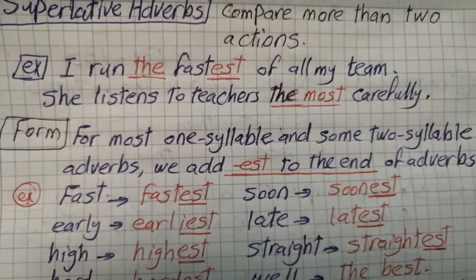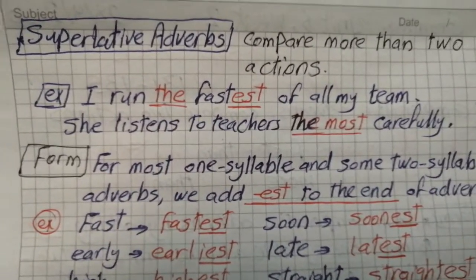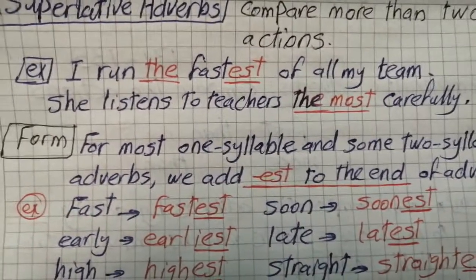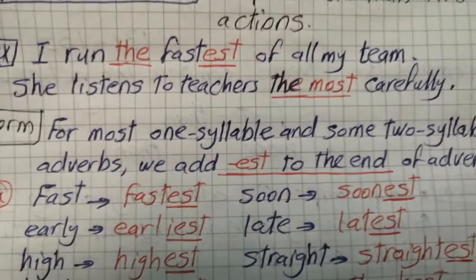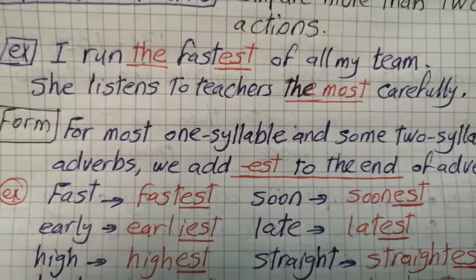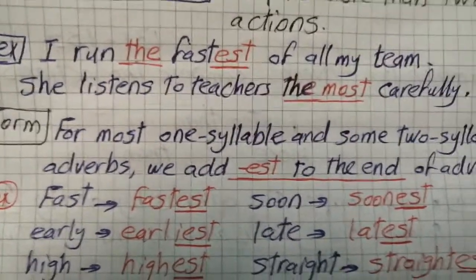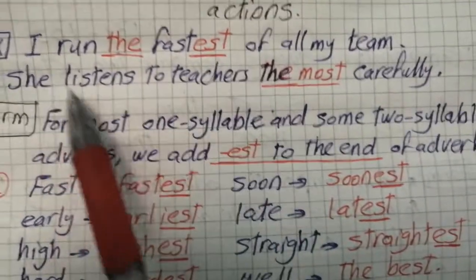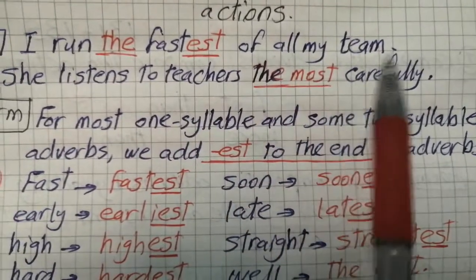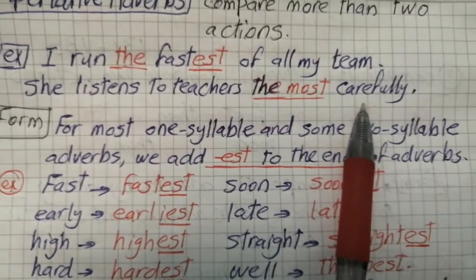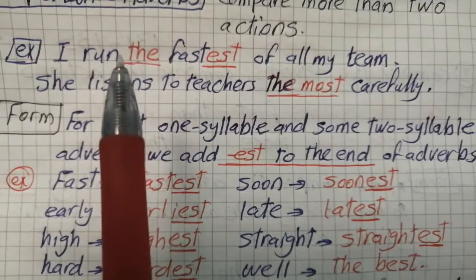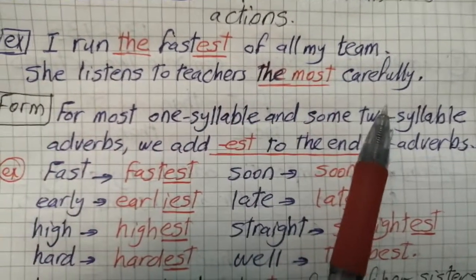As we learned before, superlative means I'm comparing more than two actions, meaning three actions or more. For example, I run the fastest of all my team. Here I'm comparing the way I run and the way all my classmates run. So, of all my team, I run the fastest. No one is faster than me. And she listens to teachers the most carefully. No other person listens to the teacher more carefully than her. Here I compare she and all of her classmates.